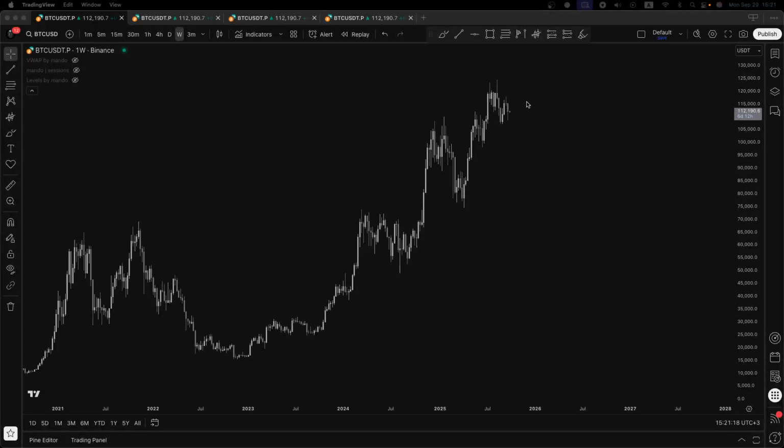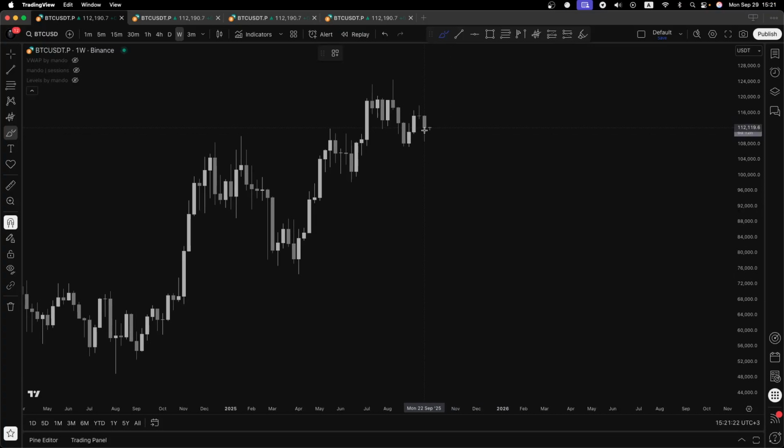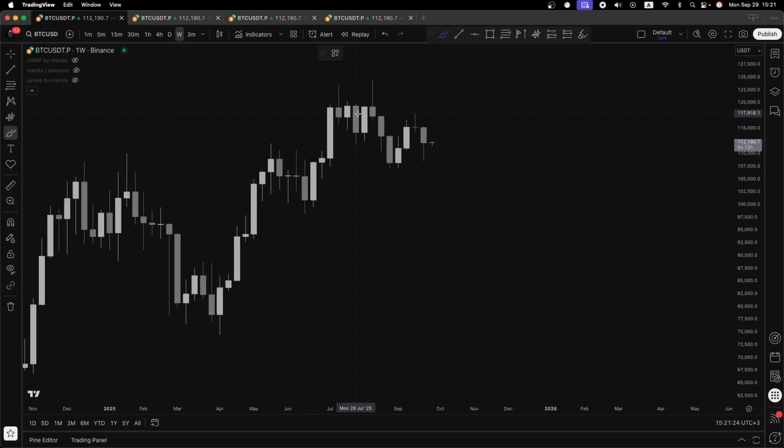Let's start with the weekly time frame. On the weekly, if you guys remember on last outlook, we did see this sort of rejection into a Monday. And we were like, okay, this might close like this. So we kind of need to be cautious about what is going to happen next.